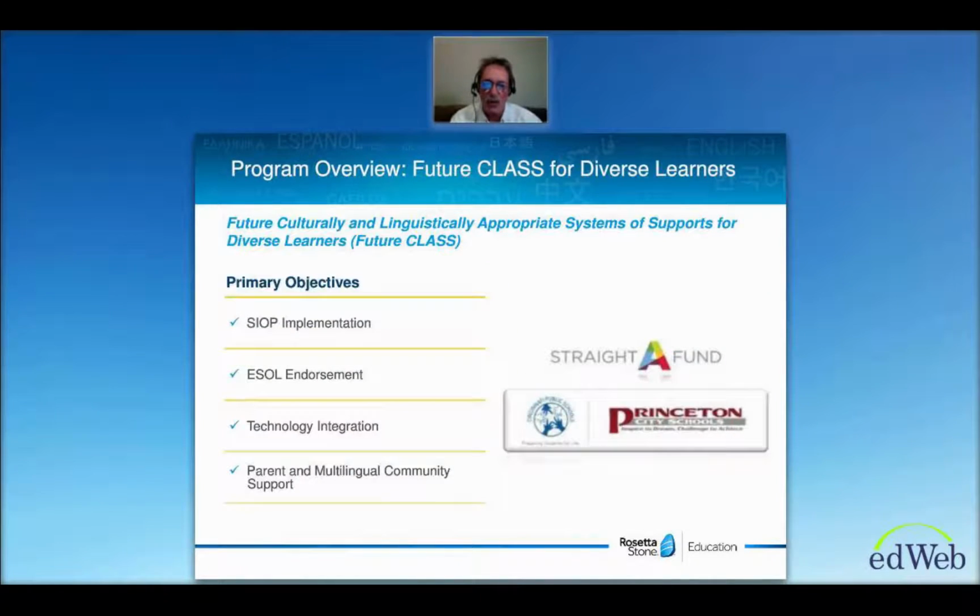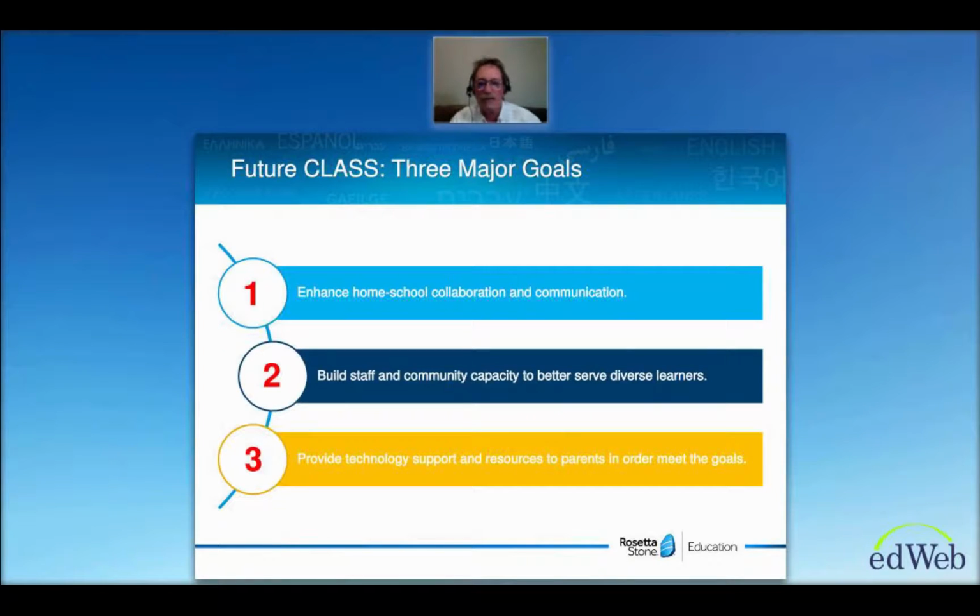And one of the major reasons that we went after this grant, which we'll talk about a little more in detail later, was because of the influx of immigrants and refugees into our district. We called our grant Future Class for Diverse Learners. There were professional development opportunities for all the teachers involved and teachers that wanted to get involved with SIOP and ESOL, technology integration, and most importantly, the parent and multilingual community support that we really wanted to generate right off the bat when we started this program.